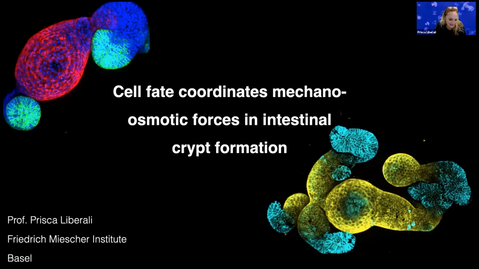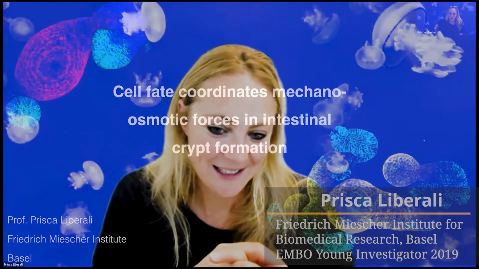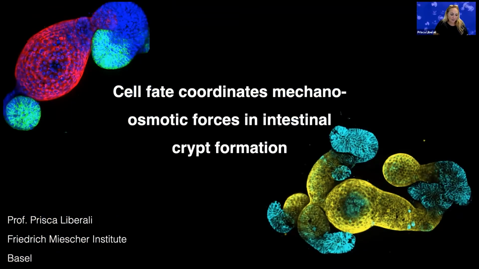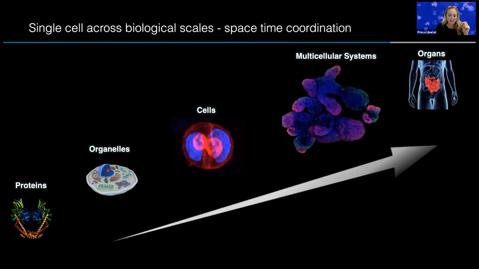So it's really nice to be here and to discuss with Jean-Léon and Edward some of the work we have been doing in the past years on how cell fate coordinates the mechanosmotic forces during organoid crypt formation. What we're mainly interested in in the lab is to understand how single cells cross biological scales, from individual cells to create higher order structures that have different functionality and clearly different shapes.